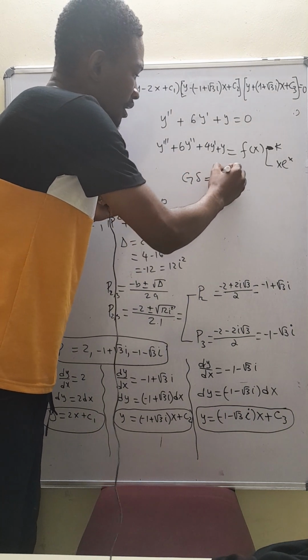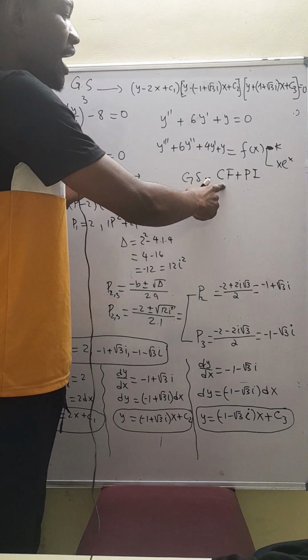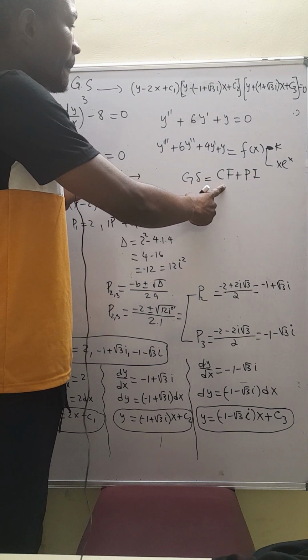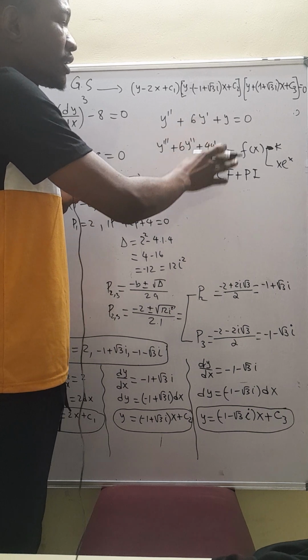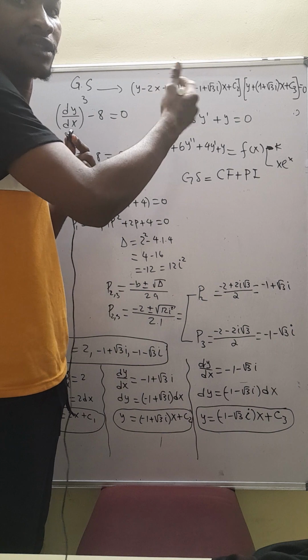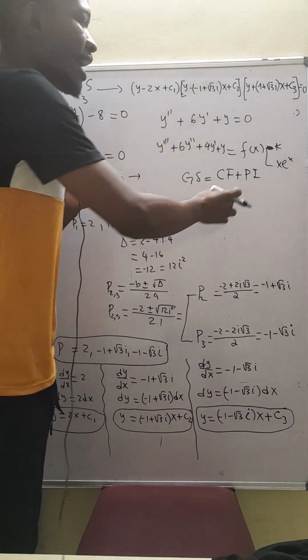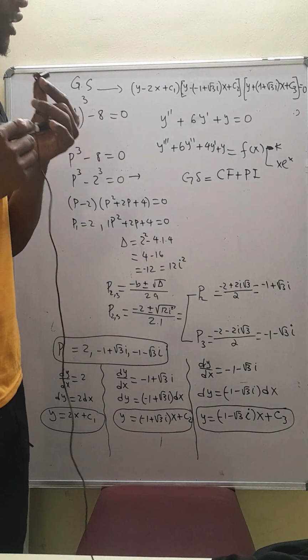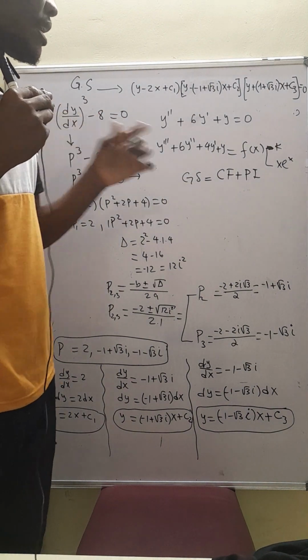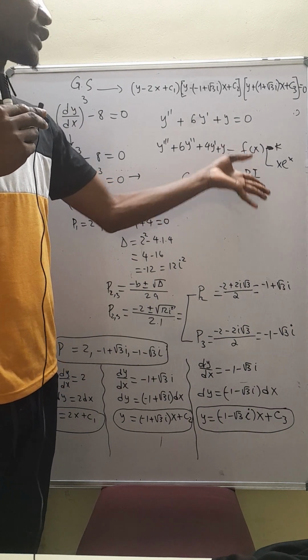The general solution for a higher order differential equation is CF plus PI. CF is the solution given by the auxiliary equation, and it depends on the kind of auxiliary equation and the kind of roots we have, and so on, which we are going to learn. And PI is the particular integral of this function f(x).